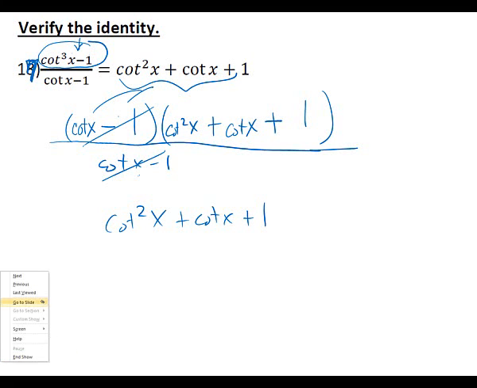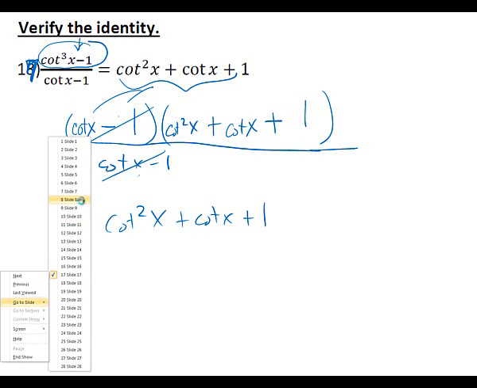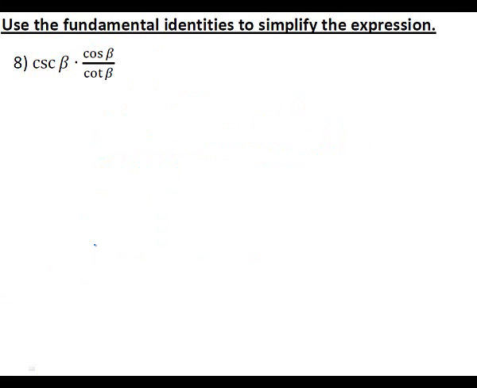8. Lauren says 8. So let's go up to 8. Make sure, is that the right 8? Yeah? Okay.